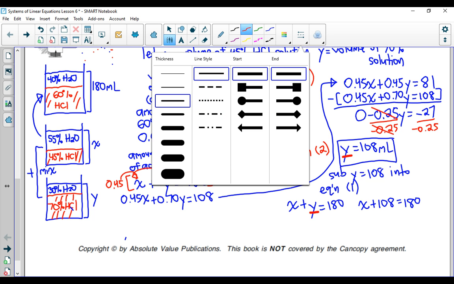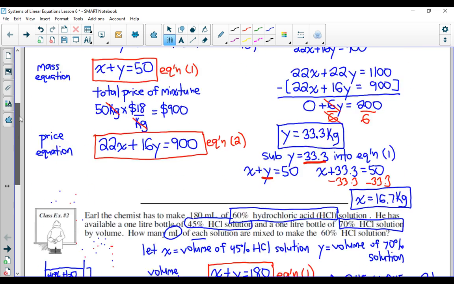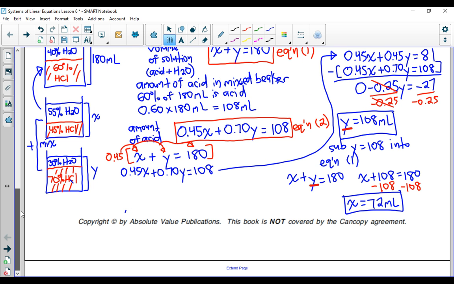And then let's get x by itself. So we do that by subtracting 108 from both sides. And this leaves me with the total volume of solution in this beaker that includes both the acid and the water. And that's X would be equal to 72 milliliters. This one is for sure more tricky than the very top one, because for this one here, you need to understand what it means to have a specific concentration of a solution.